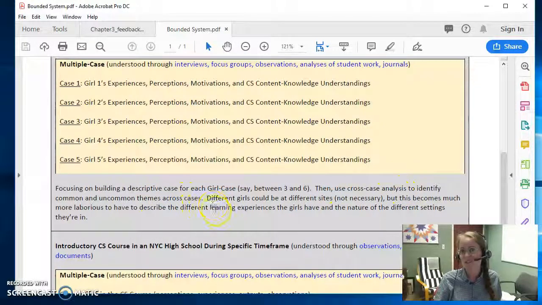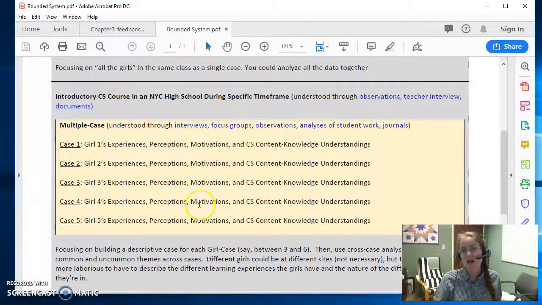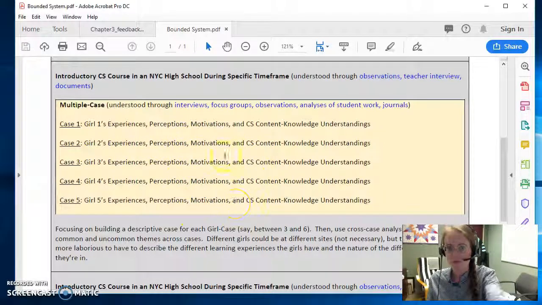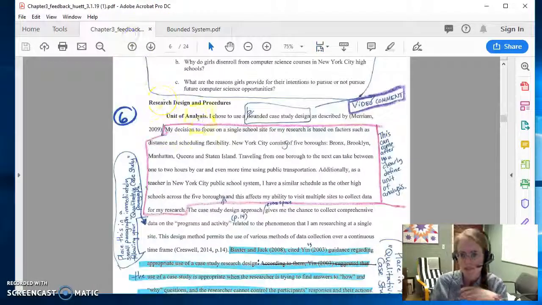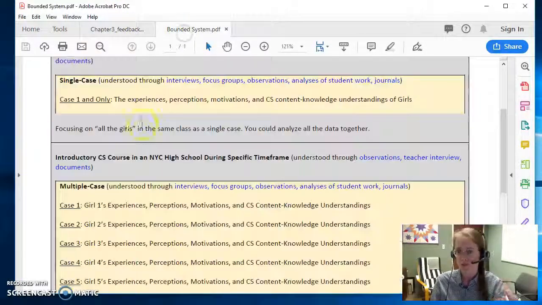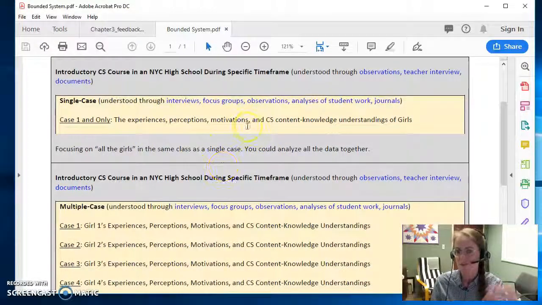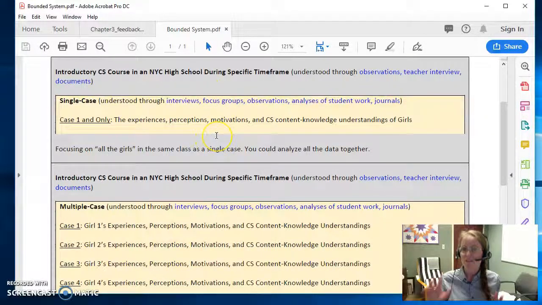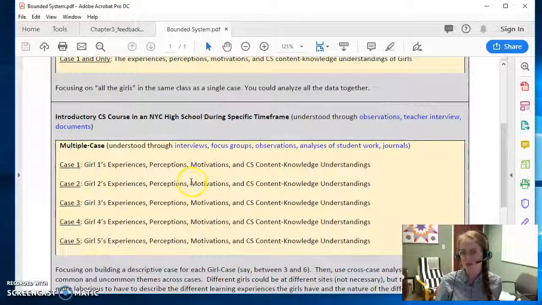You could even have girls at different sites. That makes it even much harder. So you could do this approach. Again, this series of cases, these multiple cases, are bounded within this system of introductory CS course in New York City. So it's got the same larger boundary. But what you're doing in this section, this unit of analysis, is describing your unit of analysis or your bounded system in words. So what you see here is one way I've described it, and it might even help you to make a little chart like one of these things, and then to make a figure. It's a figure, and then explain it in words.